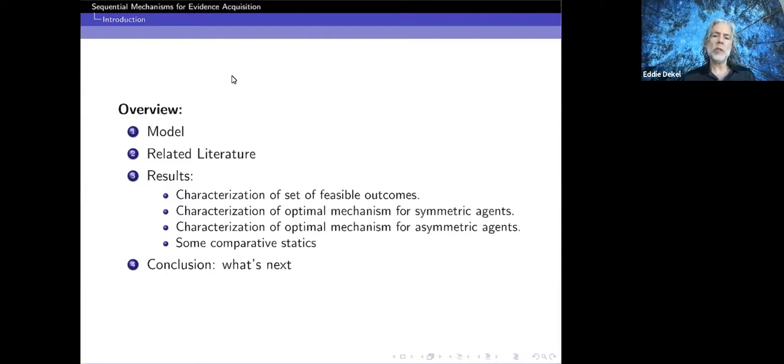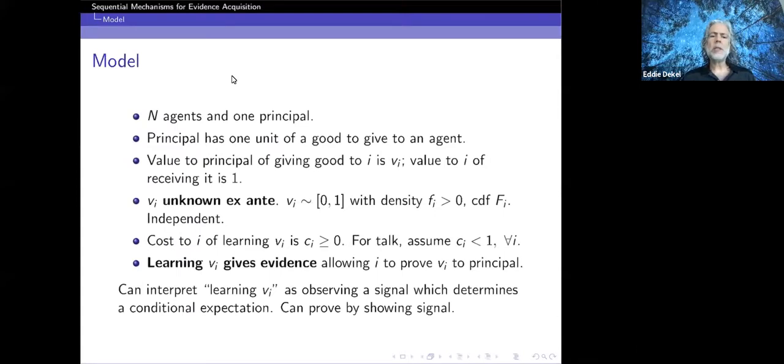Then once we know what the feasible set is, we're going to describe what the optimal mechanism is in the symmetric case and what the optimal mechanism is in the asymmetric case. Okay, we're going to give some comparative statics, quite a few for the symmetric because that one we've solved completely, and a few for the asymmetric because that one is still a bit up in the air. There'll be some conjectures, some answers, and some things we're not sure about yet. And then I'll conclude.